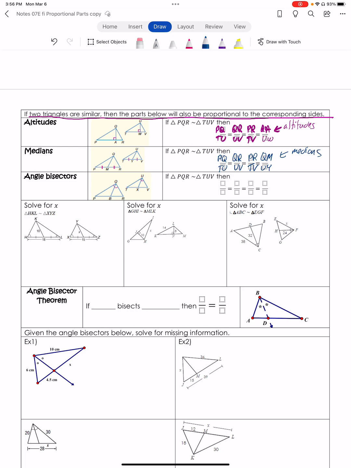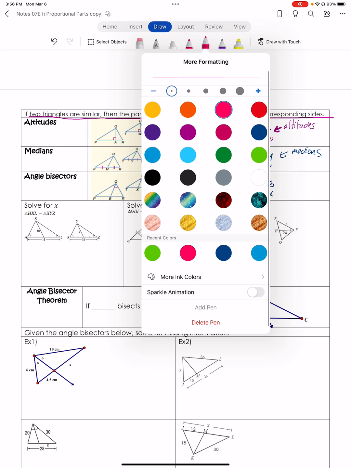And then last but not least, our angle bisectors. Again, we know PQ over TU is equal to QR over UV, which is equal to PR over TV, which is equal to QV over UX. So the medians are also proportionate. So that said, these are pretty simple to set up.